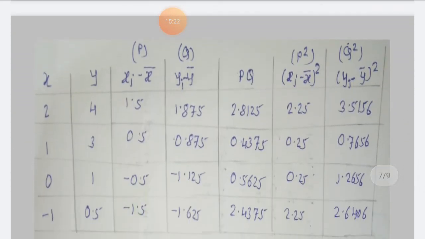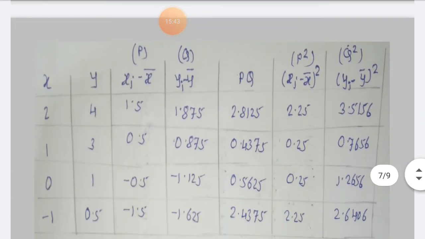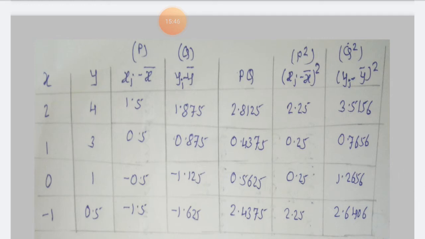Similarly 1 minus 0.5 is 0.5. 0 minus 0.5 is minus 0.5. Minus 1 minus 0.5 is minus 1.5. So in this way I am getting the third column. Similarly find the fourth column, yi minus y bar. From each y subtract the value of y bar. Y bar is 2.37. That means 4 minus 2.37 is 1.875. 3 minus y bar is 0.875. Then the third value is minus 1.125 and the last value is minus 1.625.